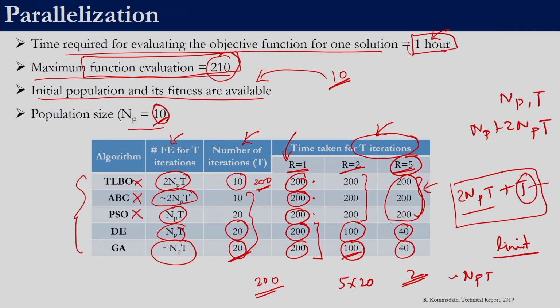As we can see over here, parallel computation cannot be equally used in all the algorithms. Parallel computing is very beneficial if we are to use DE and GA, whereas it is not that beneficial in TLBO, ABC and particle swarm optimization. Again, this is only with respect to expensive problems, wherein the time required to calculate the value of the objective function for one particular solution is very high.